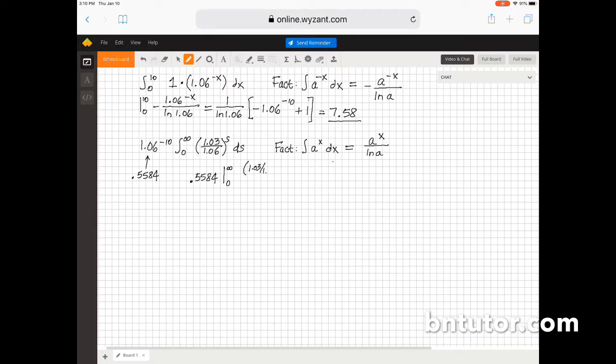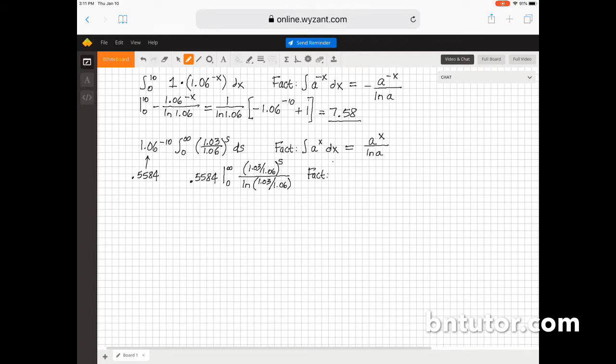we use that fact that we just noted and write down 1.03 divided by 1.06 to the x over the natural log of 1.03 divided by 1.06. Again, we're just following that formula, noting that we have a slightly different a this time.